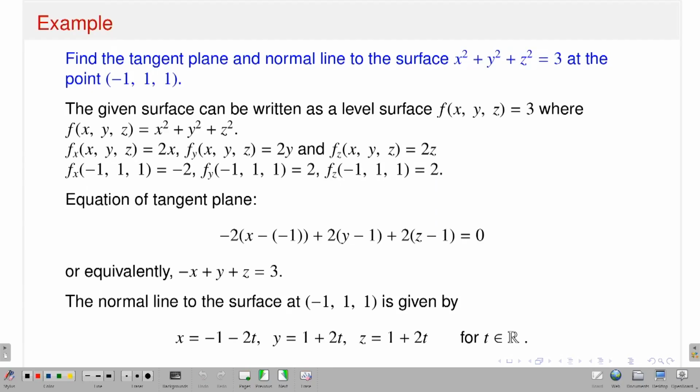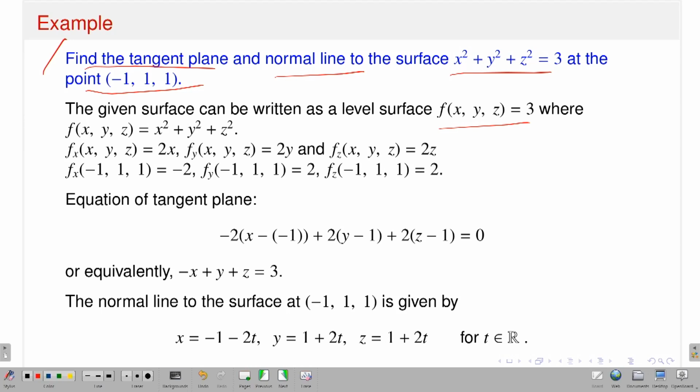One example I have given, a very simple example. The problem is to find the tangent plane and normal line to this surface at the point minus 1, 1, 1. Now, look how I solve the problem. The given surface can be written as a level surface. I can write it, because what is the surface?